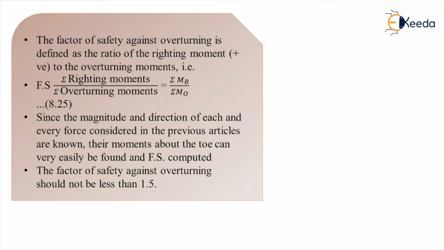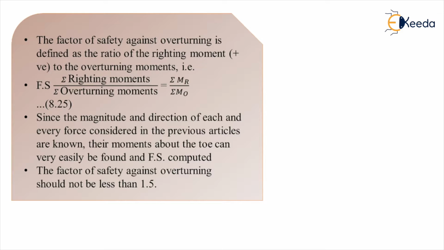Writing means the positive movements, the movements which can be treated as positive. This is known as the righting movements, divided by the summation of the overturning movements, that is, the negative movements. So the ratio will give us the factor of safety against overturning.